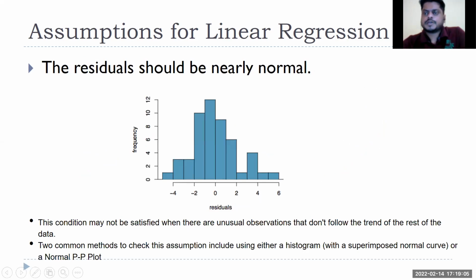The second assumption for linear regression is that the residual should be nearly normal, right? Can anybody tell me why it is required? When I'm plotting the residual, why should it be normal?